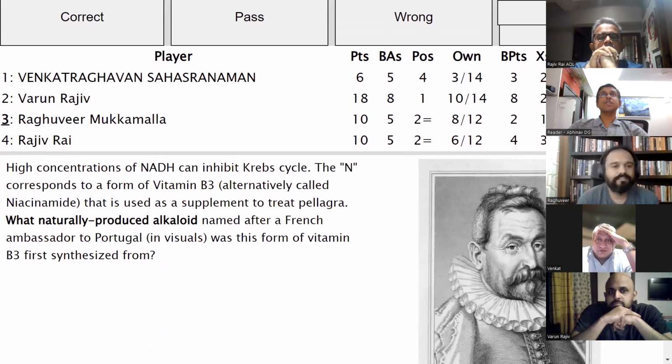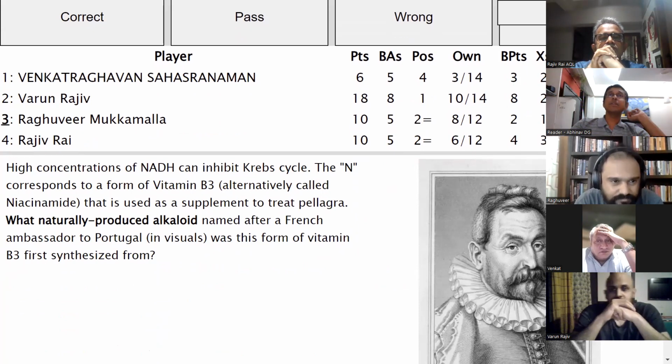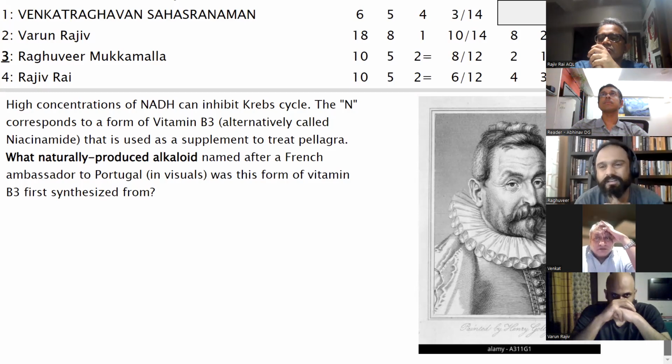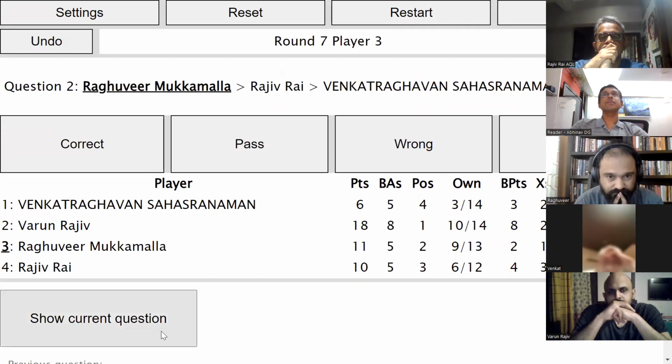Raghuveer. High concentrations of NADH can inhibit the Krebs cycle. The N corresponds to a form of vitamin B3, alternatively called niacinamide, that is used as a supplement to treat pellagra. What naturally produced alkaloid, named after a French ambassador to Portugal, you see here, was this form of vitamin B3 first synthesized from? Nicotine. Nicotine is correct. This is nicotine, named after Jean Nicot. Niacin is the primary constituent.